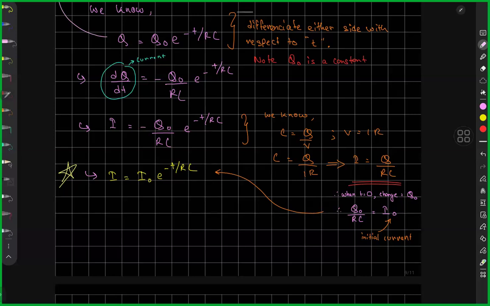So now I is equal to what? Minus q naught by RC times e to the power minus t by RC. This is the expression for current, how current varies in a circuit with a capacitor as time proceeds. Fair? A bit complicated, I would say, but not bad.